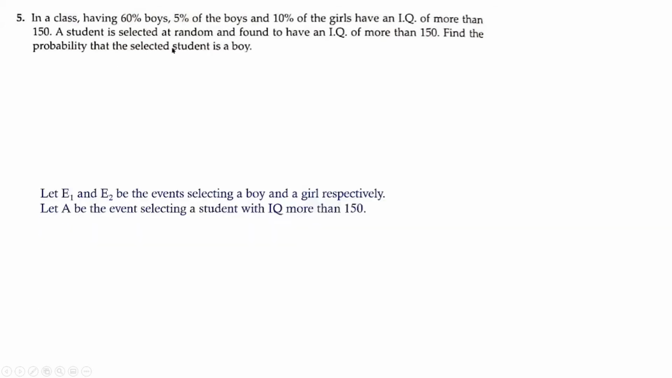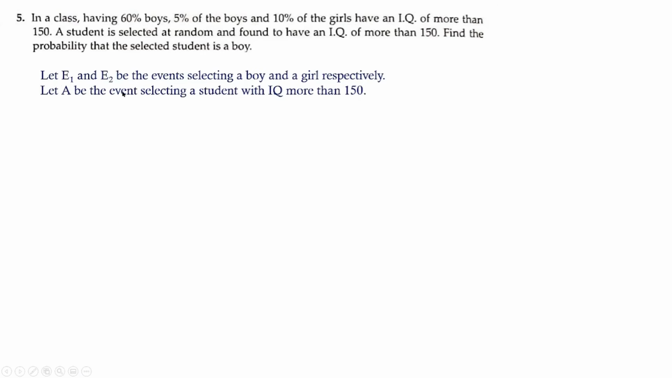Next question. In a class having 60% boys, 5% of boys and 10% of girls have an IQ of more than 150. A student is selected at random and found to have an IQ of more than 150. Find the probability that the selected student is a boy. Again, this is also a very easy question. So let E1 and E2 be the events selecting a boy and a girl respectively, and let A be the event selecting a student with IQ more than 150.